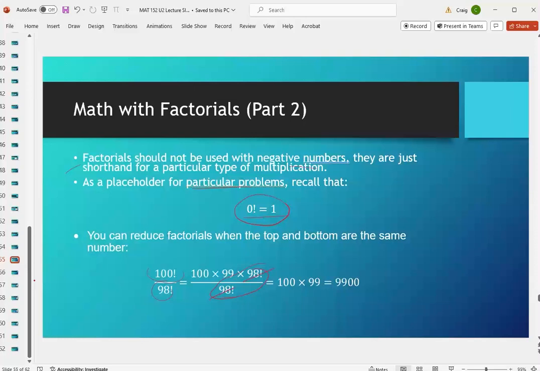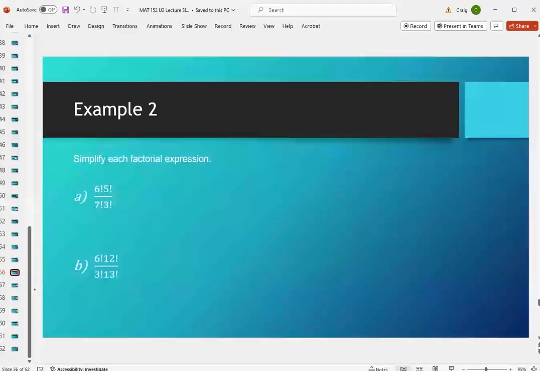Anything factorial divided by itself is 1. But you can't reduce anything else like a fraction. Okay, all of the other things are not the same, as you saw in the previous slide. Now we can use this a lot to solve a lot of different types of problems. So let's simplify these factorial expressions.